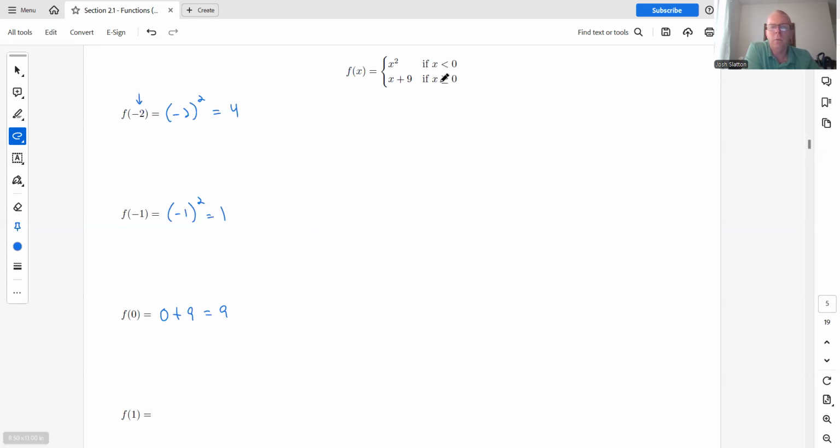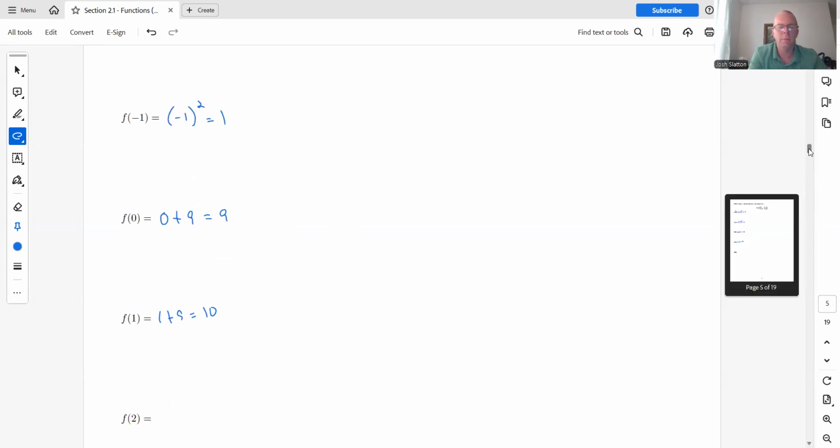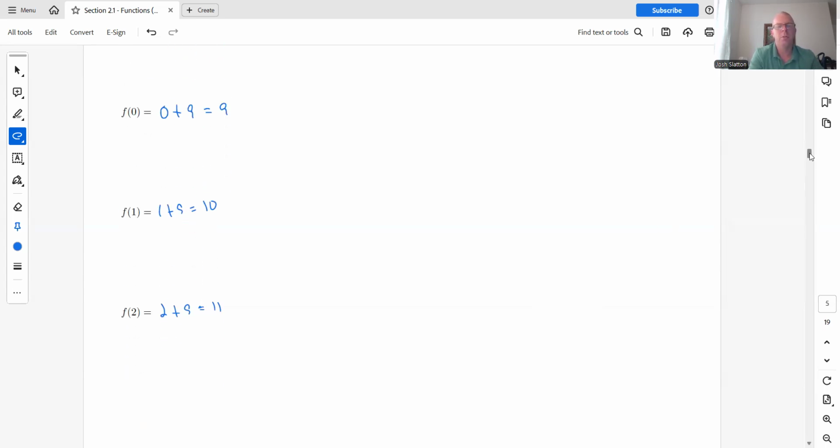F of 1, so 1 is greater than 0. So we have 1 plus 9 equals 10. And see if they have any more. Yep. So 2 is greater than 0. So we're going to plug that one into the x plus 9, and we get 11. Now, in this case, we could not do, say, f of a unless we know what a is, or at least, is it less than 0 or is it greater than or equal to 0? So in these cases, you can't really do a variable without knowing where the variable would be in relation to wherever this function is split.